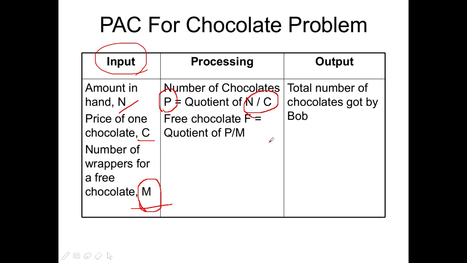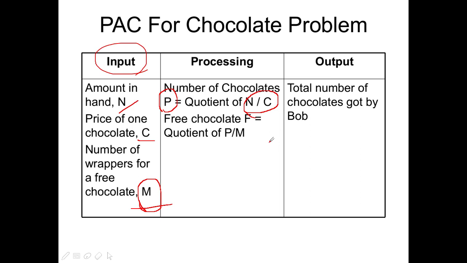So when you look at the total number of chocolates that can be bought by the child, the first thing is you can find out how many chocolates he can buy with the money in hand. That is the first one. Second, you can find out how many free chocolates he can get. So the total number of chocolates is the summation of the chocolates that he can buy and the number of free chocolates. And that will be the output of the problem.